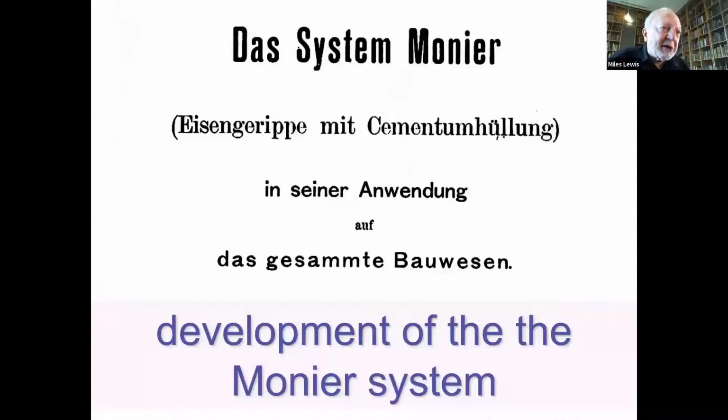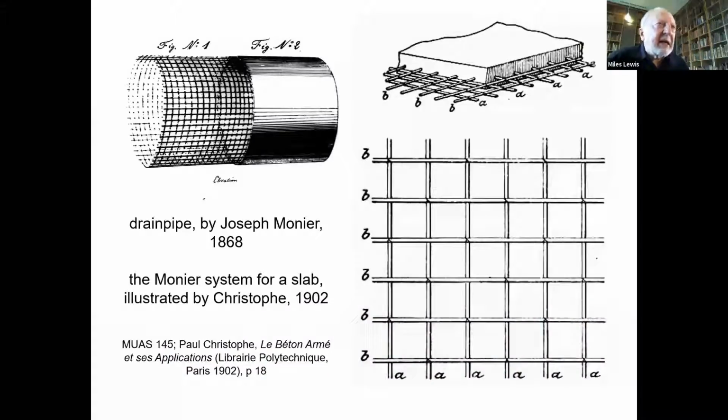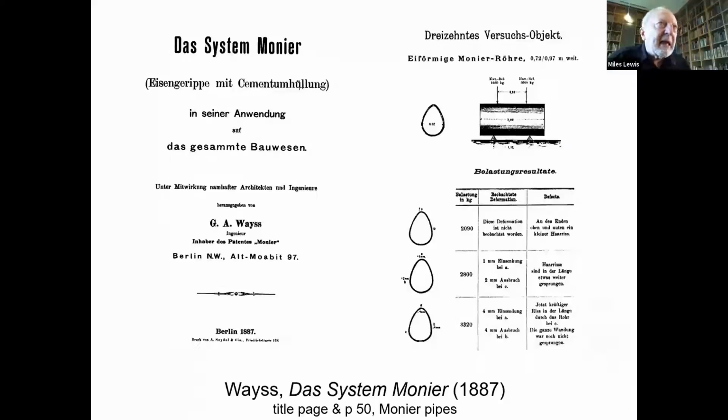Now, science reaches us with the Monnier system. You remember I mentioned the Parisian gardener Joseph Monnier, who made flower pots with mesh in it and then developed the drain pipe. He was no scientist at all, but he sold his patent rights to Germans, Weiss and Bauschinger, who then experimented and developed his reinforcement into a more scientific system. So you're seeing here the Monnier drain pipe, and the Germans go on making these drain pipes even after they've acquired the rights. And here is the Monnier system now made more scientific. You see Weiss, who wrote this book, the patentee of the material in 1887 in Berlin.